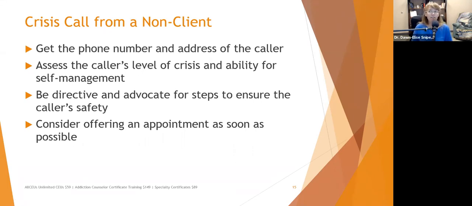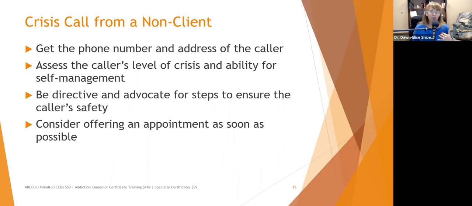Assess the caller's level of crisis and ability for self-management. If they are thinking clearly enough that they can take steps to protect themselves, they can figure out how to get to the emergency room, or they can figure out how to call law enforcement, or at the very least they can tell you where they're at and they're willing to, so you can call law enforcement or someone to go pick them up and take them to a safe place. This is what you're going to assess for. Be directive and advocate for steps to ensure the caller's safety, and consider offering an appointment as soon as possible.